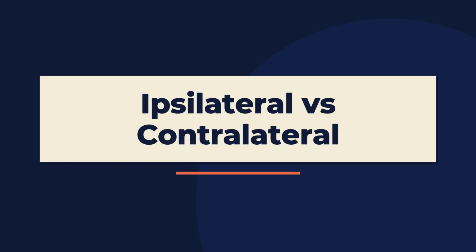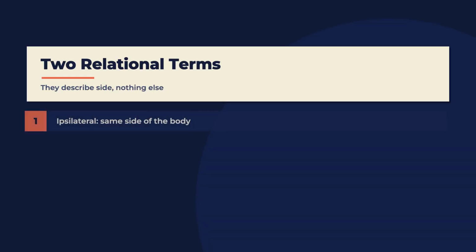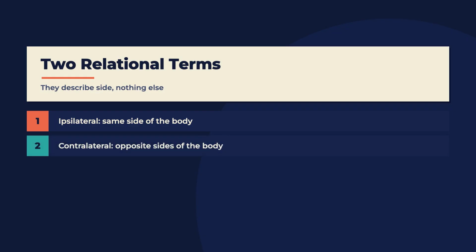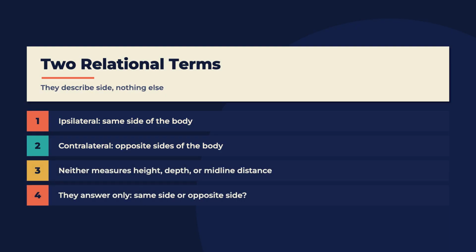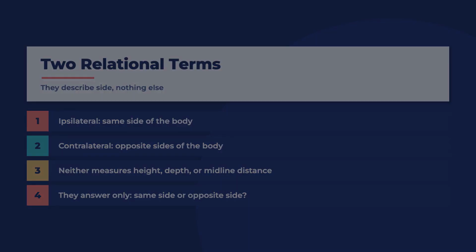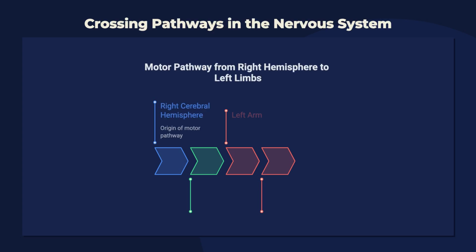Why does damage to the right side of the brain cause weakness in the left arm and leg? Answering that requires two special terms that describe relationships between sides, not positions on the body. Ipsilateral means on the same side of the body, while contralateral means on opposite sides. Both are purely relational. The right arm and right leg are ipsilateral to each other, but the right arm and left leg are contralateral. These terms matter so much in neurology because major motor pathways cross from one side of the nervous system to the other as they travel between brain and body.